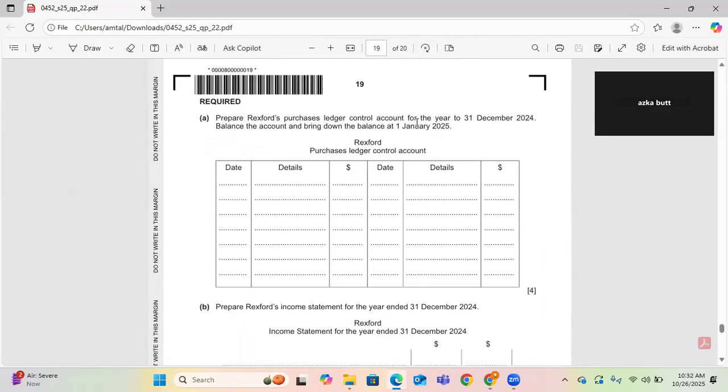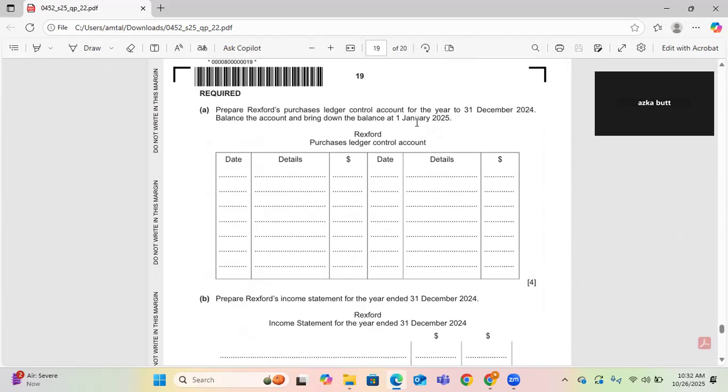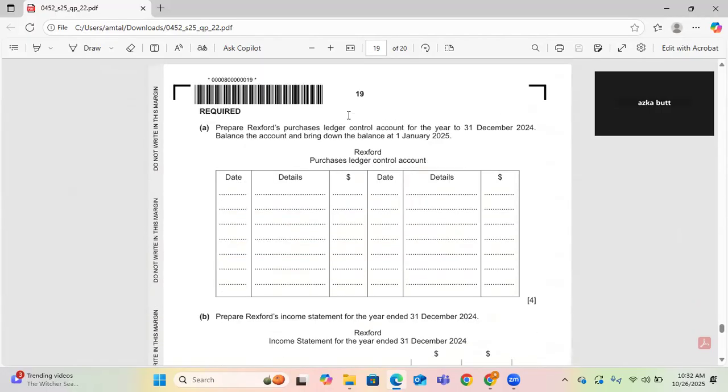So first of all, we need to prepare the purchase control account. Just remember that whenever an entry increases the liability, you record it on the credit side, and whenever an entry decreases the liability, you record it on the debit side. The purchase control account gives you the figure for trade payables, and we know that trade payables is a liability. So let's find the opening balance first of all. What is the opening balance? Balance b/d.